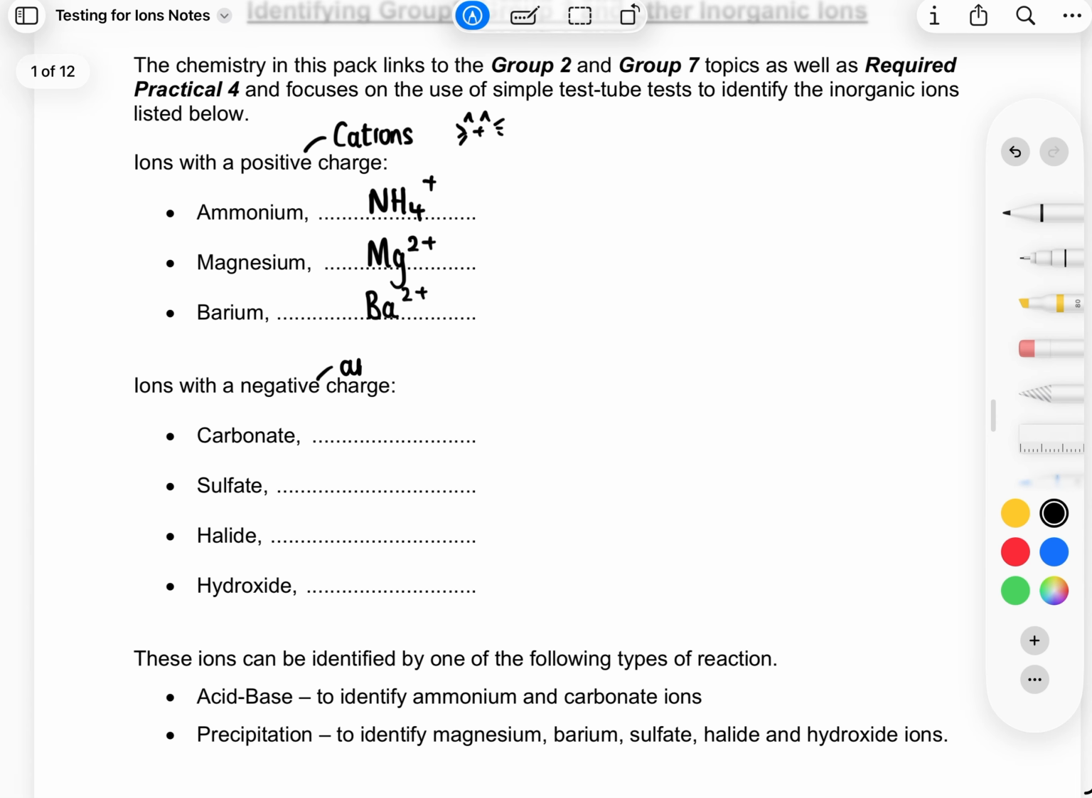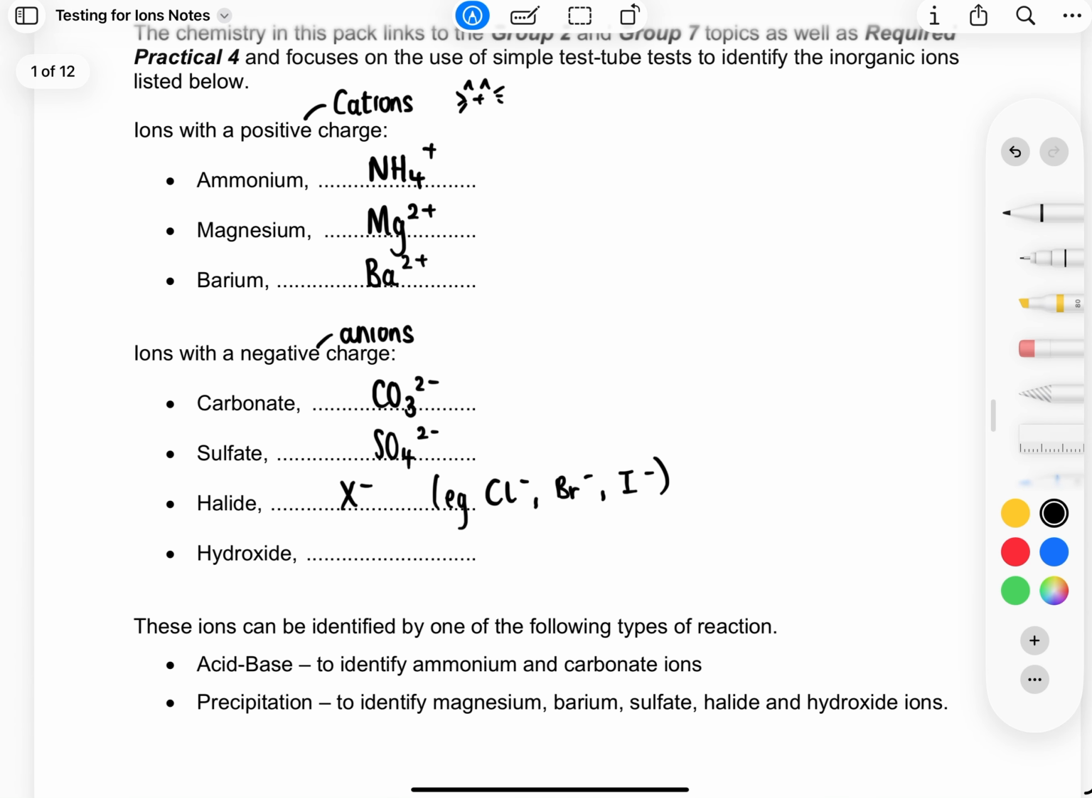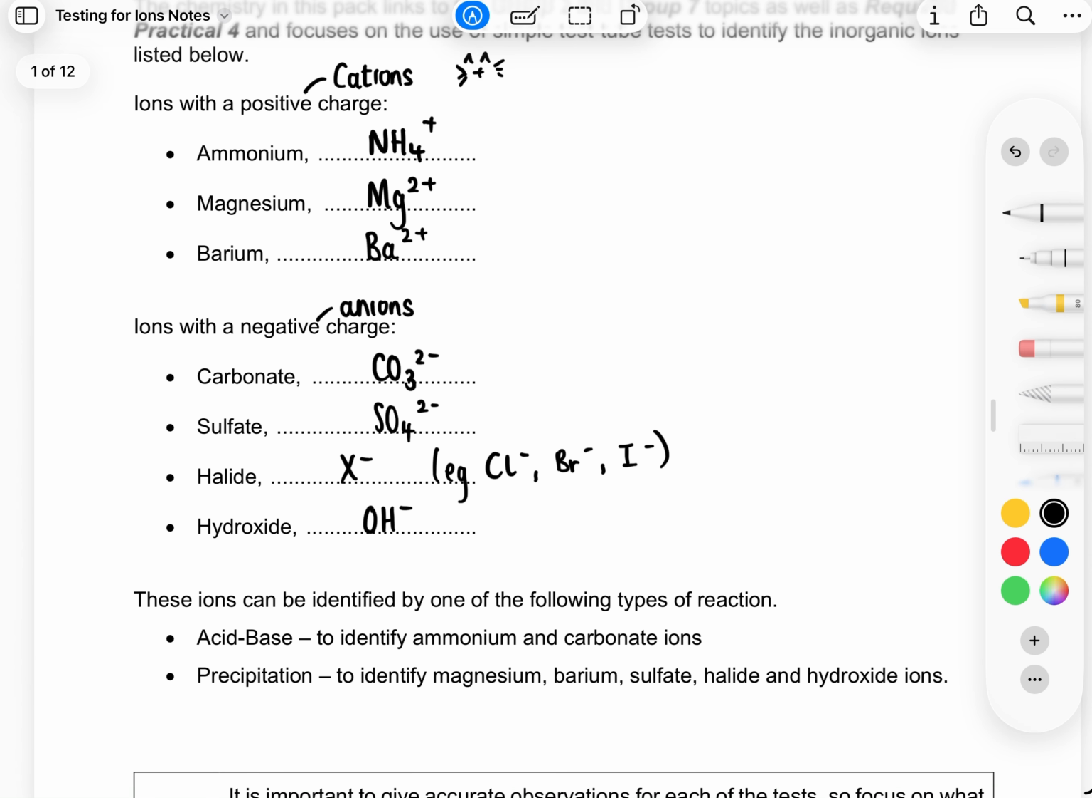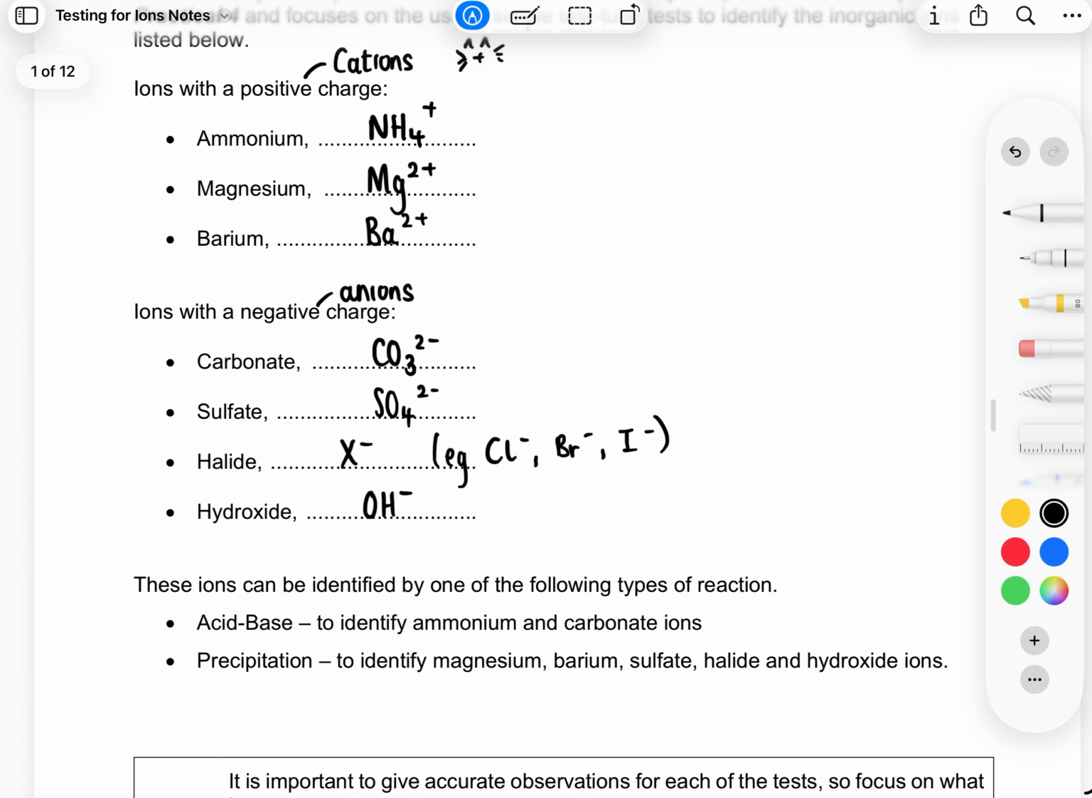And then we've got our negative ions, our anions. We've got the carbonate, CO3 2-, the sulfate, SO4 2-, halide ions, X-. The ones that we're going to look at are tests for chloride ions, bromide ions, and iodide ions. And then we have the hydroxide ion. Okay, so we're going to look at tests for these different positive and negative ions.